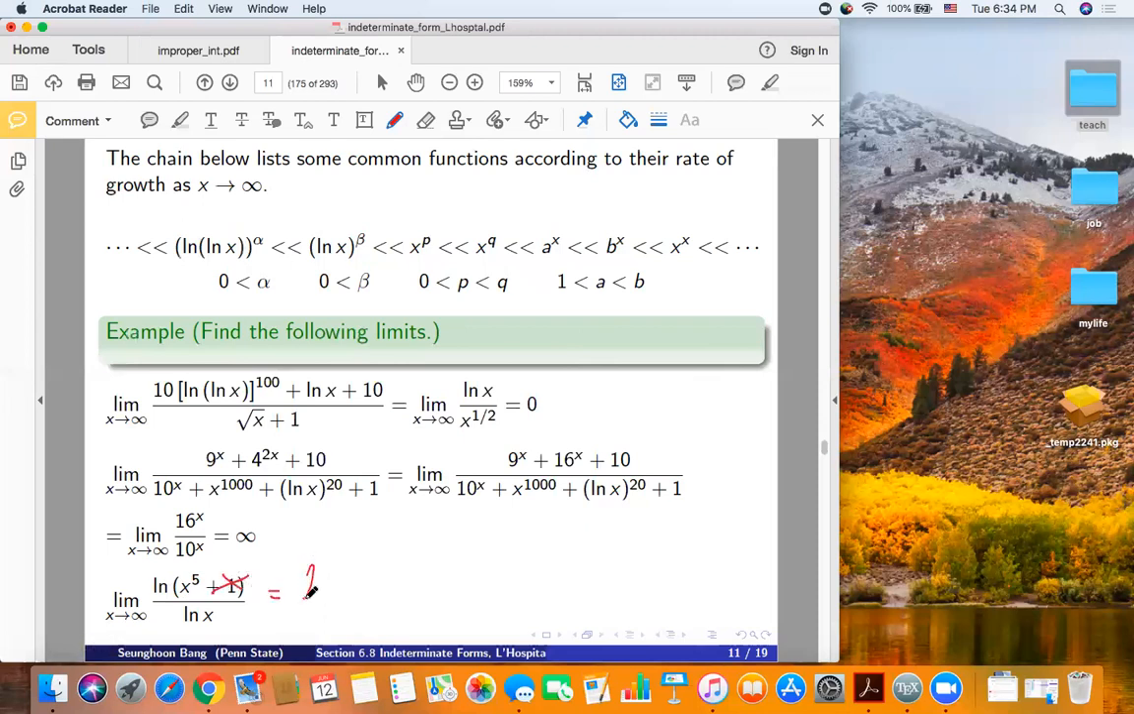What does it mean? Just limit x value approaches infinity, ln of x to the 5 over ln of x. Next, ln of x to 5 is 5 times ln of x by using ln rule. ln of x is here. ln of x is crossed out. Final answer is 5. This is the whole idea for solving this problem like this.